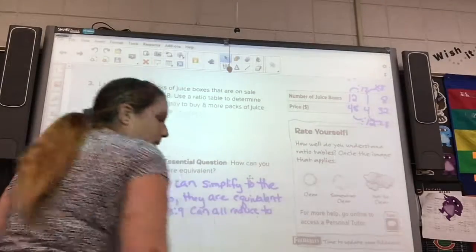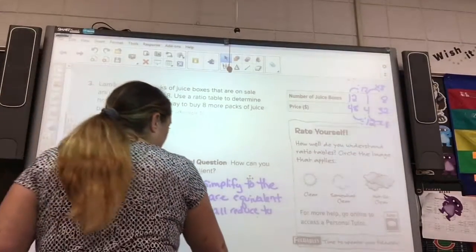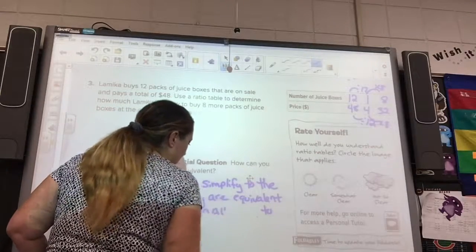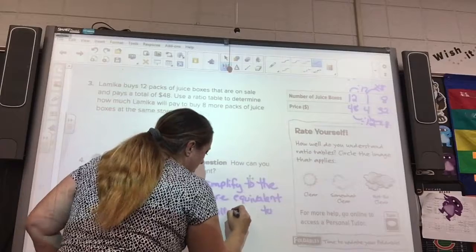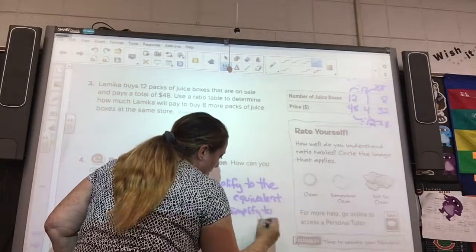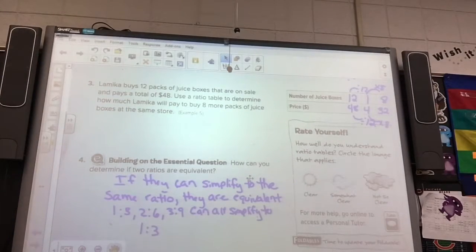All right, take a pause. I know I was in your way to write some of that. Make sure you have that down. If they can simplify or reduce, you know what? I feel like I should write simplify in here instead of reduce, because using two different words is just not a good idea. If they can all simplify to 1/3. Okay, if they can simplify to the same ratio, then they are equivalent.